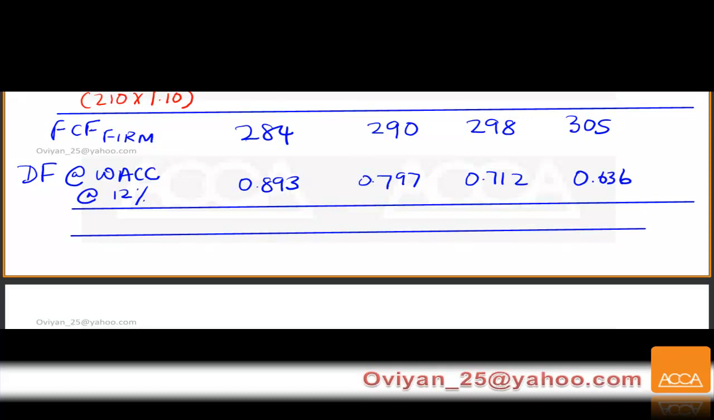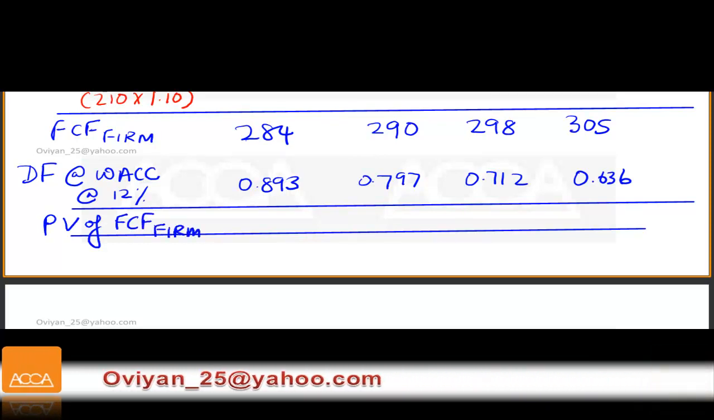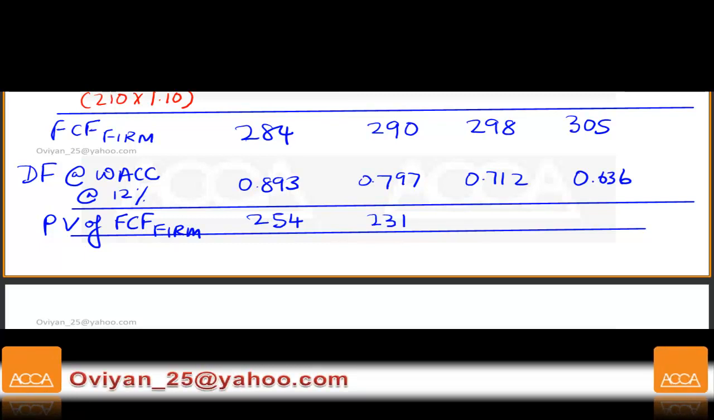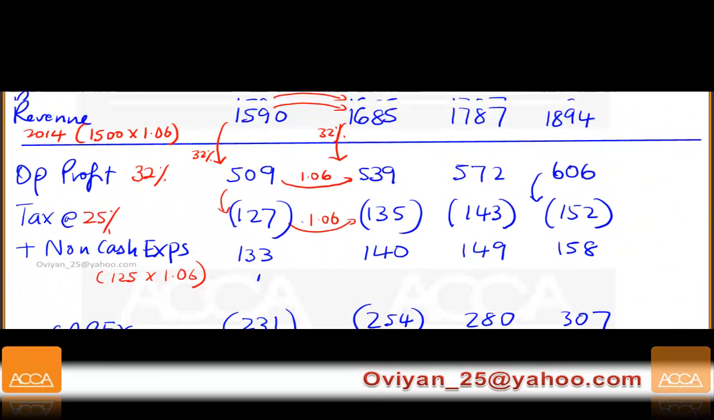get this figure out, multiply, round it up to the nearest million, present value of free cash flows to the firm. You can call it company if you want to. 284 multiplied by 0.893 rounded is 254. This multiplied by this should give you 231. 298 multiplied by 0.712 should give you 212, and this is going to give you 194.